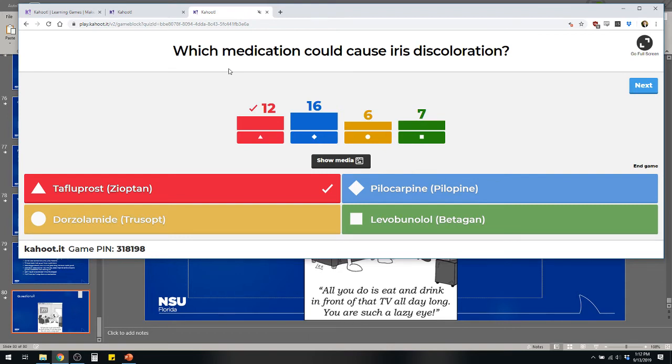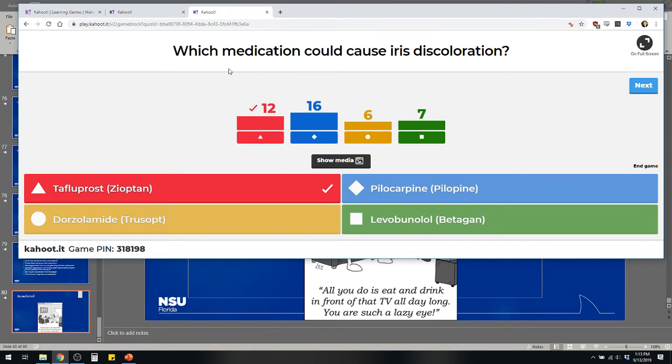But yes, tafloprost, right? So when you see prost, what do you think? Prostaglandin, right? Remember, prostaglandins are going to be the thing that will cause the iris discoloration. What else does it do? Cause your eyelashes to lengthen, right? So all those prostaglandin analogs are going to be able to do that, right? And they work on the outflow.